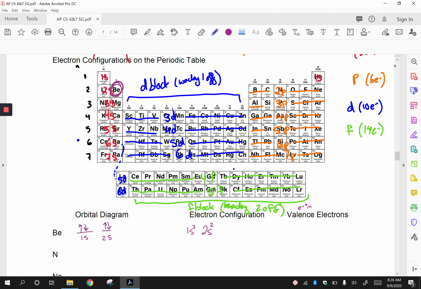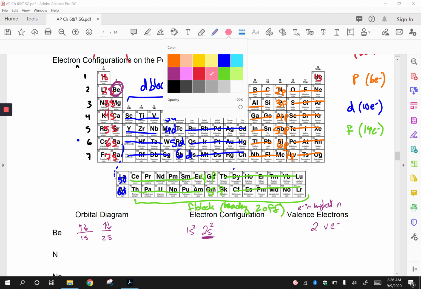Electrons in the highest energy level. So you look at this and you say, which one is your highest energy level? Well, the second energy level is your highest energy level, and there are 2 electrons in that energy level, so 2 valence electrons. Let's look at nitrogen.